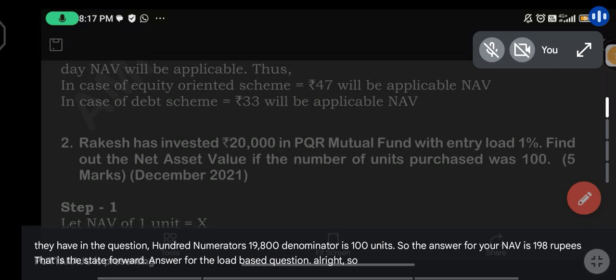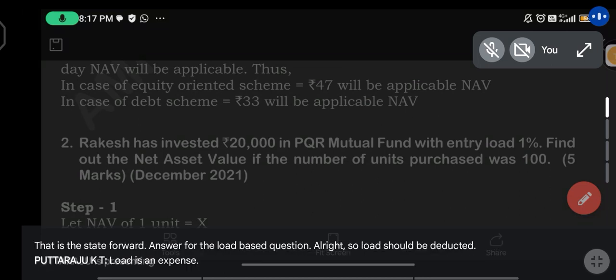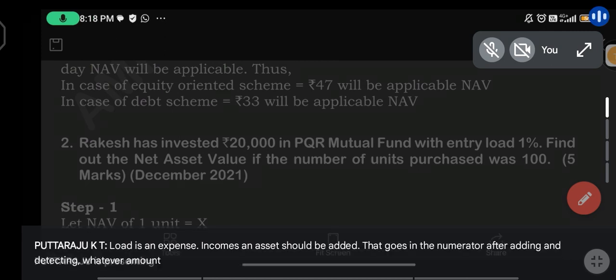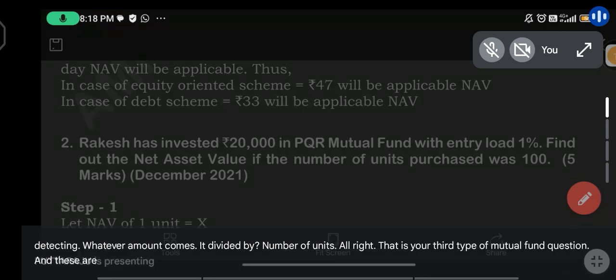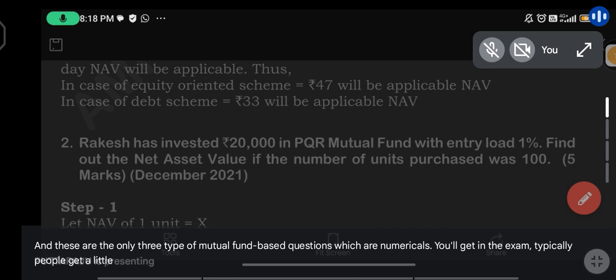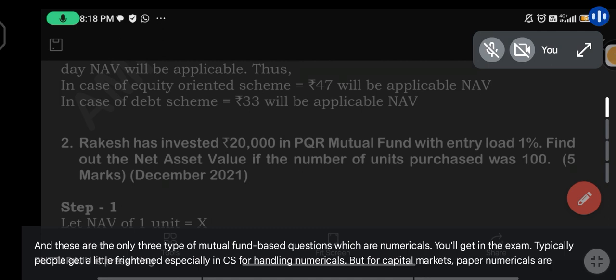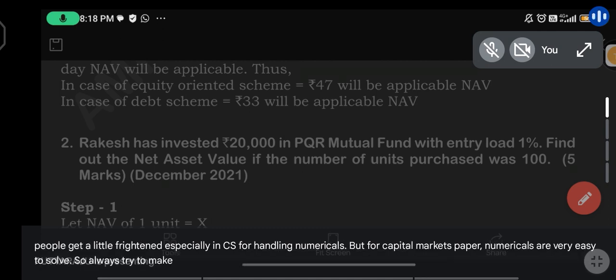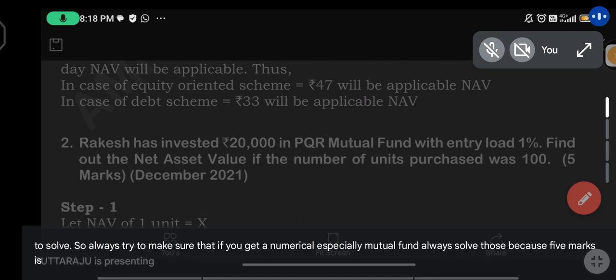Alright, so load should be deducted. Load is an expense. Incomes and assets should be added. That goes in the numerator. After adding and deducting whatever amount comes, it is divided by number of units. Alright, that is your third type of mutual fund question, and these are the only three types of mutual fund based questions which are numericals you'll get in the exam. Typically people get a little frightened, especially in CS, for handling numericals. But for the capital markets paper, numericals are very easy to solve. So always try to make sure that if you get a numerical, especially mutual fund, always solve those, because 5 marks is easy money, right?